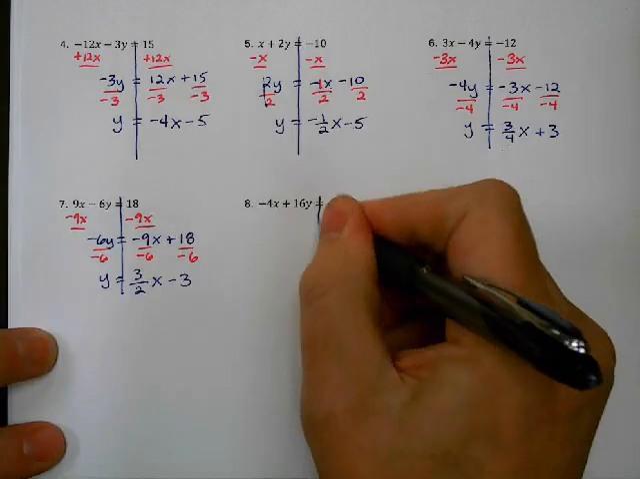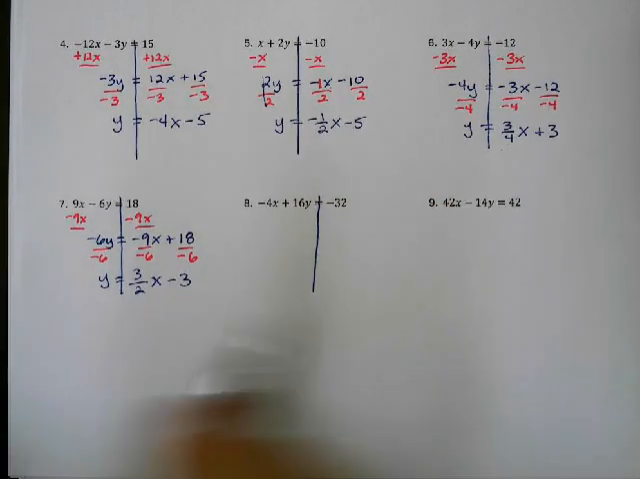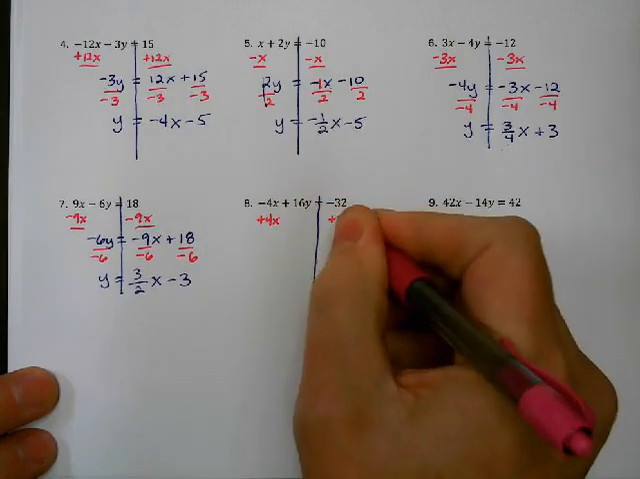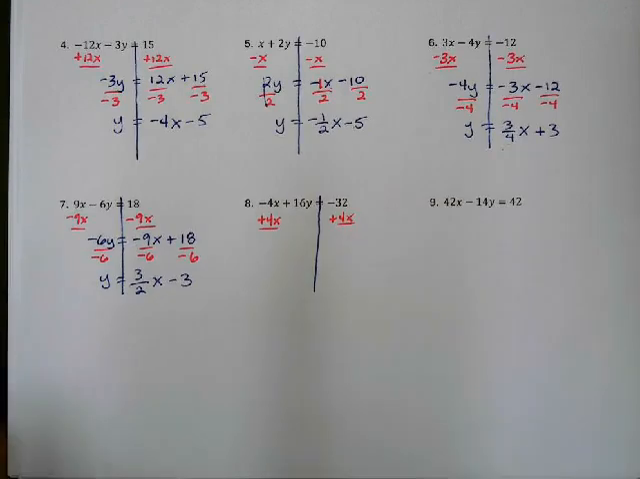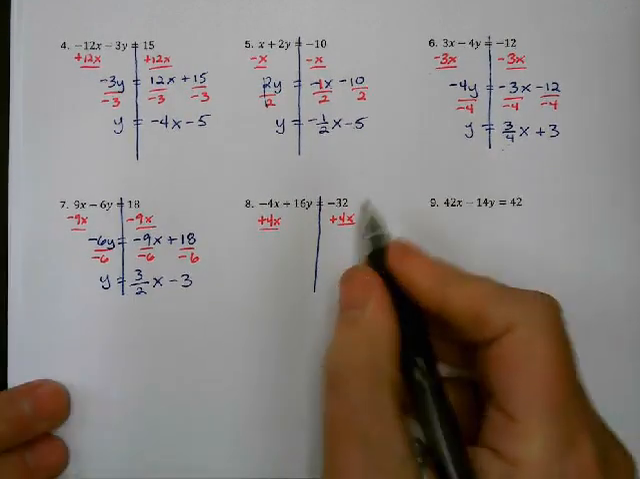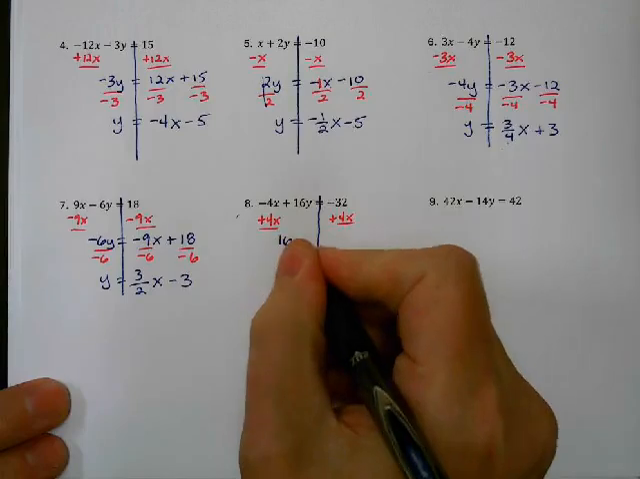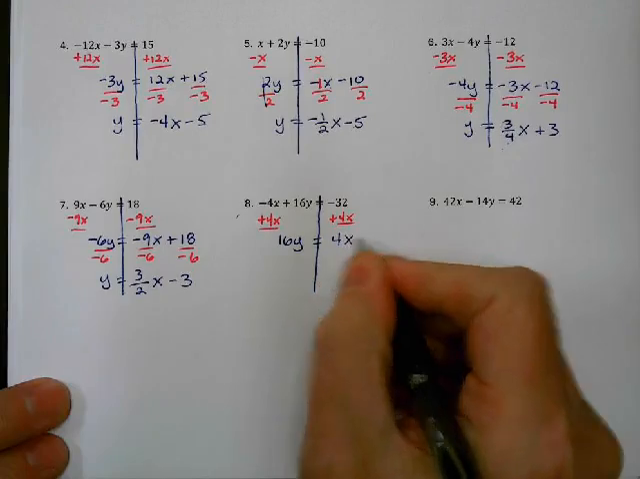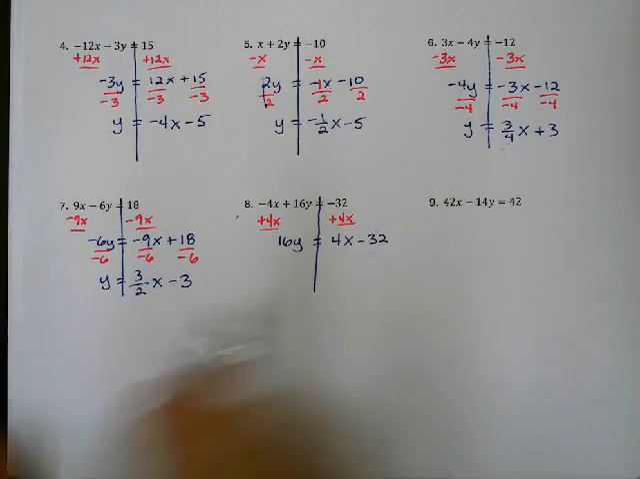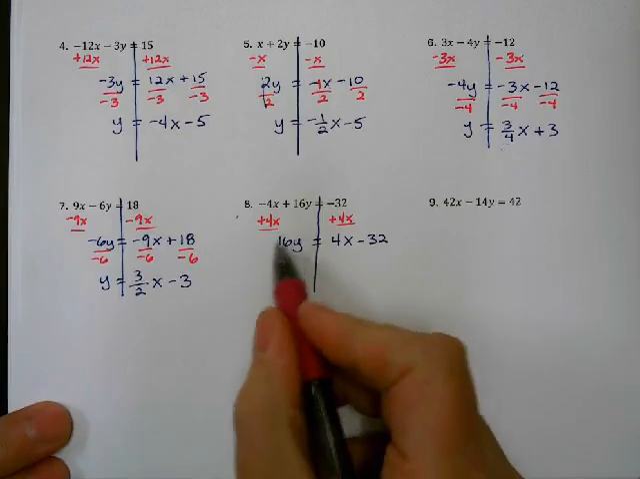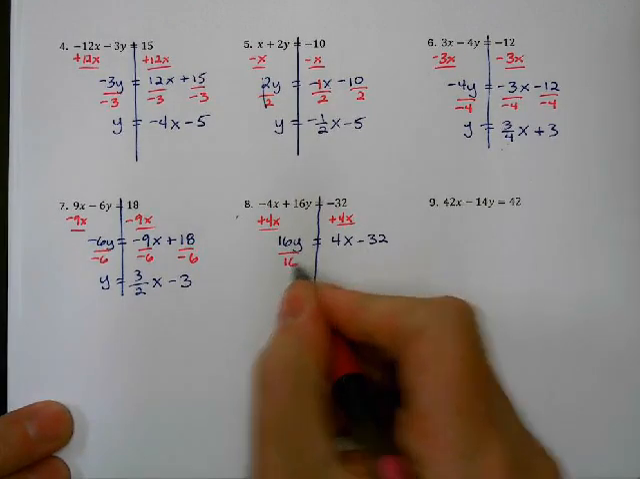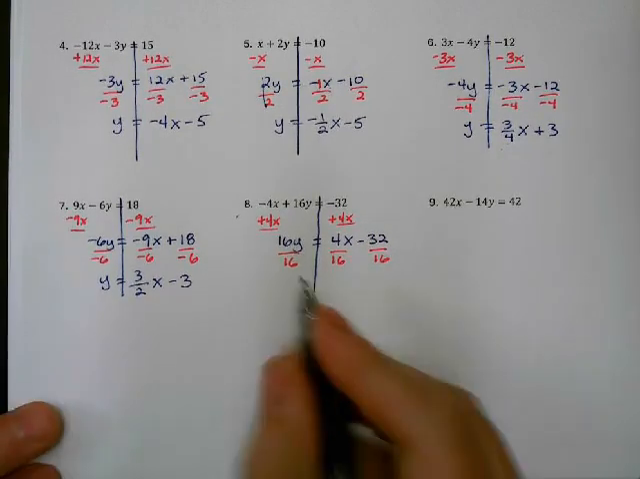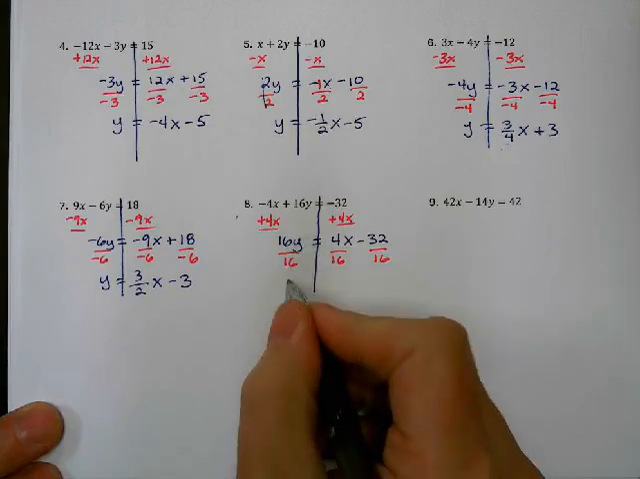All right, so practice. We're going to add 4x to both sides. There's a pattern emerging here. We get 16y equals, these are not like terms, 4x minus 32. I'm going to get rid of the coefficient of y by dividing by 16 on both sides. Delicious. So 16 divided by 16, they're gone. I've isolated y, which is the whole point of this.